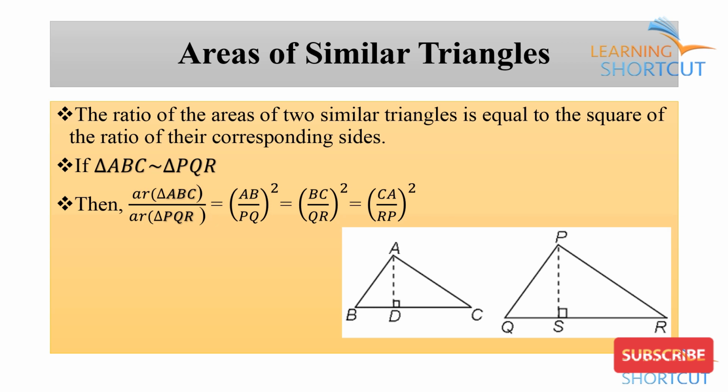Okay. So the area of triangle ABC divided by the area of triangle PQR will be equal to AB square by PQ square. Otherwise, we can write AB divided by PQ the whole square, equal to BC divided by QR the whole square, equal to CA divided by RP the whole square. This is the formula we need when a question asks us to find the areas of similar triangles.